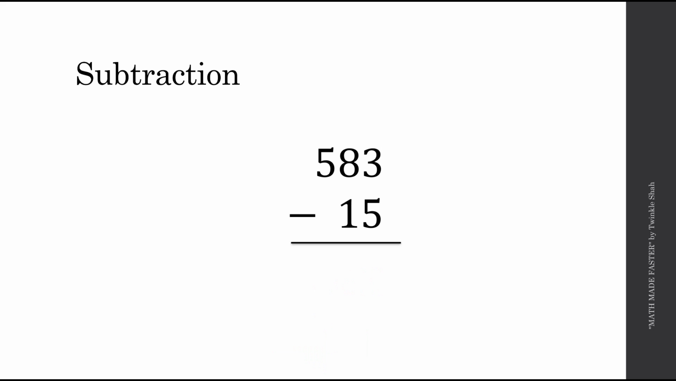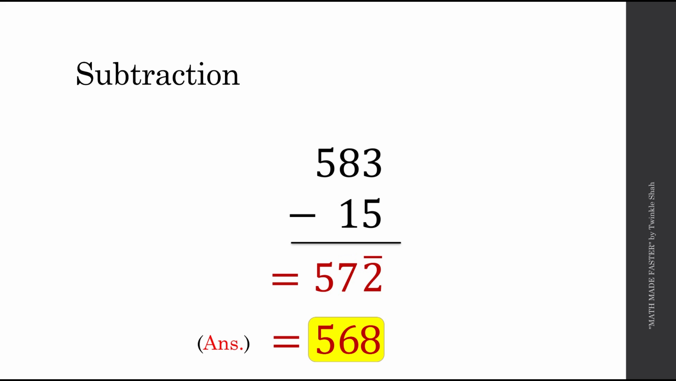Let's do another example. 583 minus 15. 5 minus 0 equals 5. 8 minus 1 equals 7. And 3 minus 5 equals 2 bar. Now we can convert this Vinculum number into a general number. 2 bar equals positive 8. And we subtract 1 from the previous digit because 7 doesn't have a bar above it. Therefore we get 6. And we can have 5 as it is. Therefore our answer equals 568.